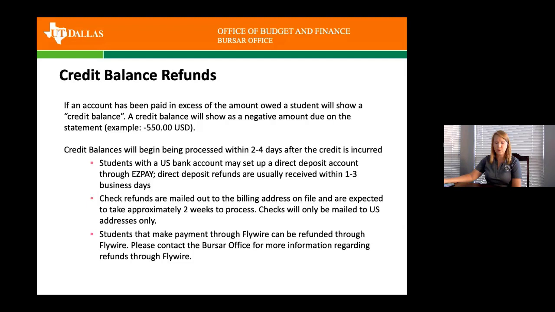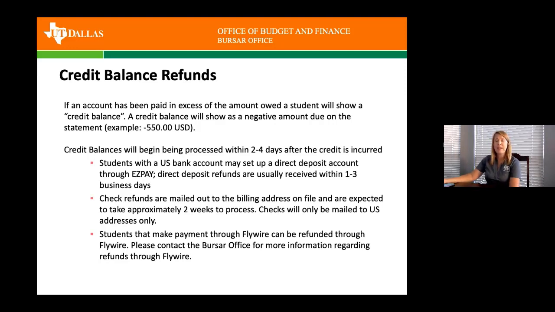So sometimes the student will question why they see a credit balance. A credit balance shows up on your account as a negative balance on your statement. I gave you an example. When you owe us money, it's going to say $1,000. But if we owe you money, it's going to say negative $1,000 or negative $550, as I gave the example here. When you see a credit on your account, it takes about 2 to 4 business days for us to start processing those credits.